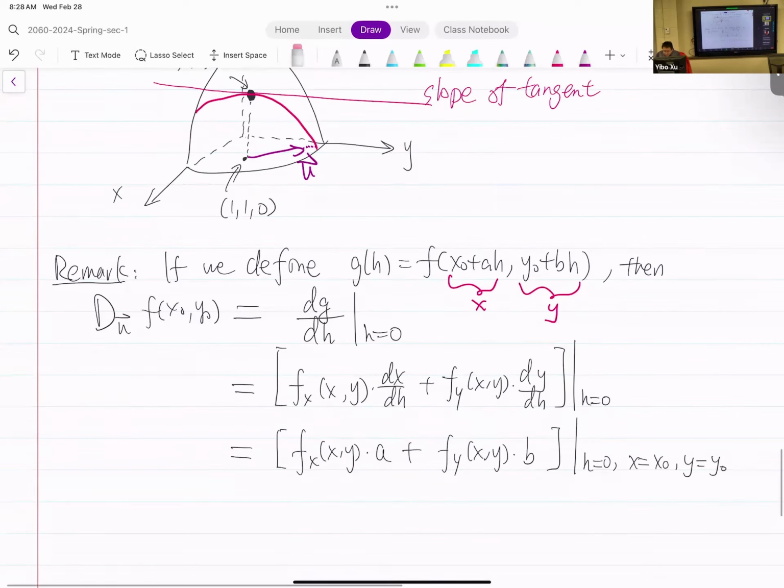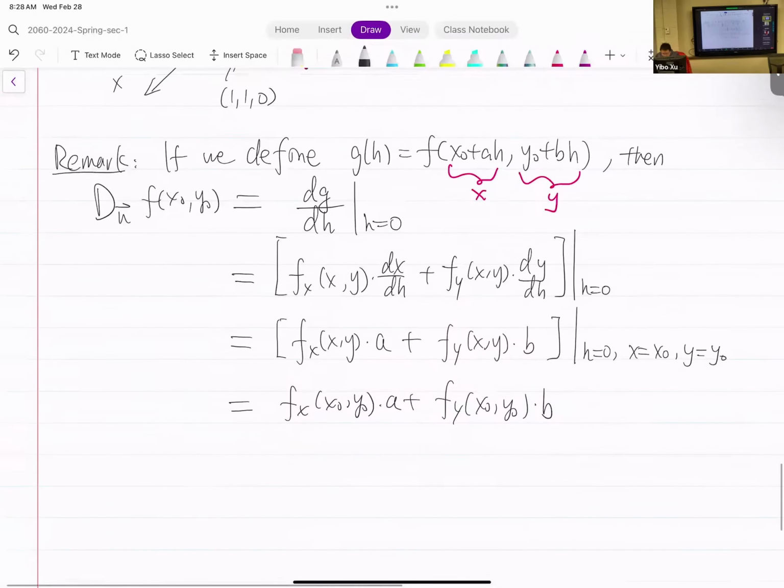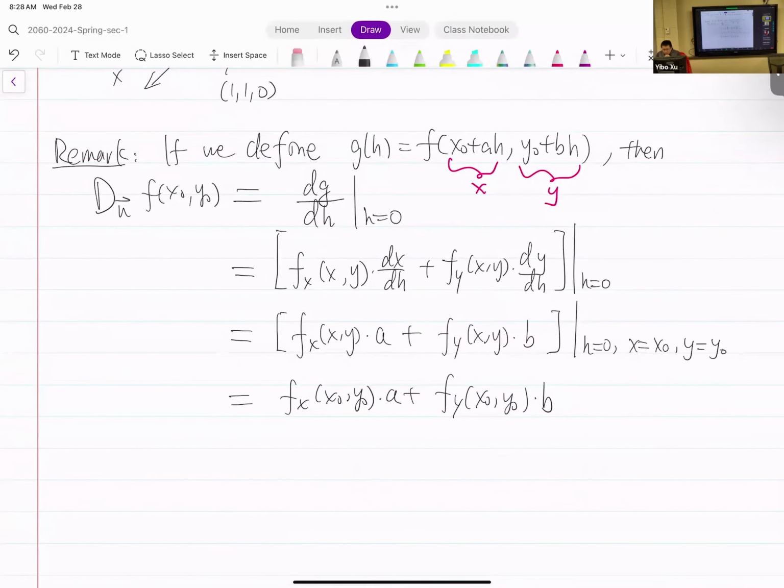We're almost done. So here we plug in, there's no h anymore, there's just x and y, right? So this is exactly the partial derivative at the point x0, y0, multiplying a, plus f sub y of x0, y0 and b. Okay, so this is the calculation, the formula for the directional derivative.